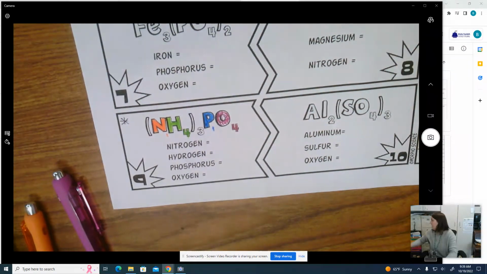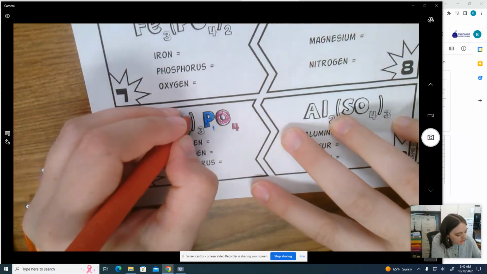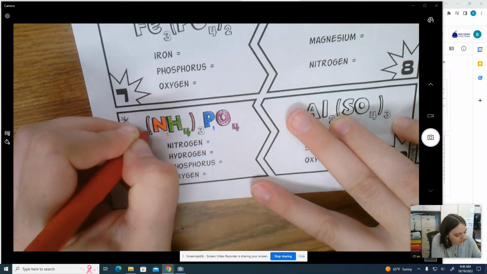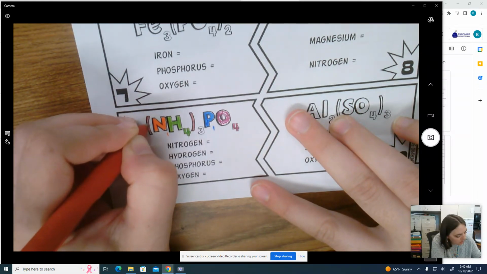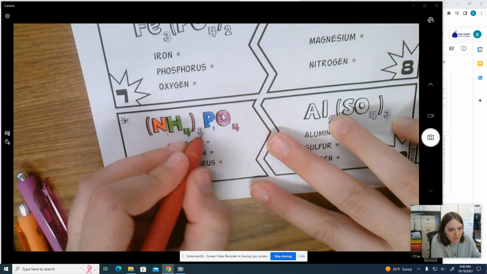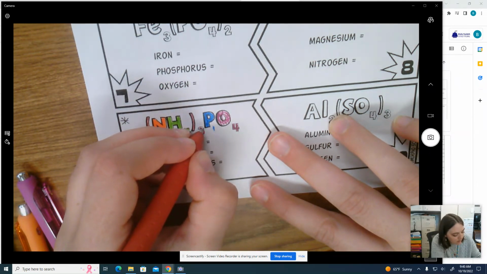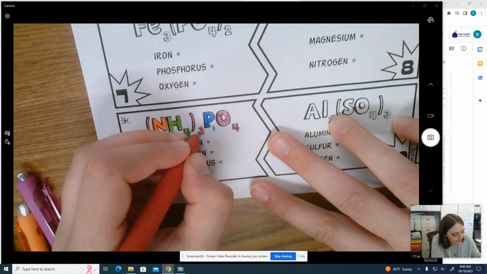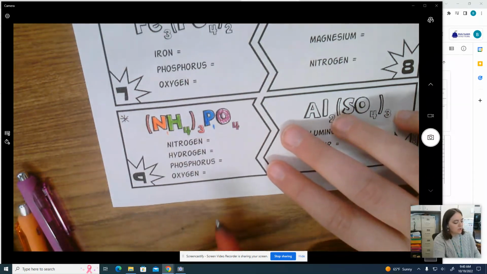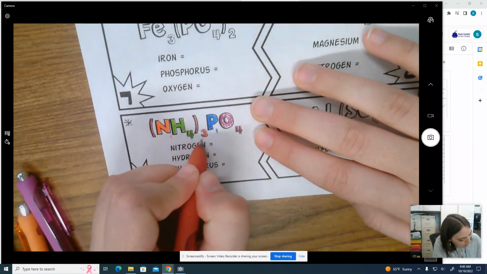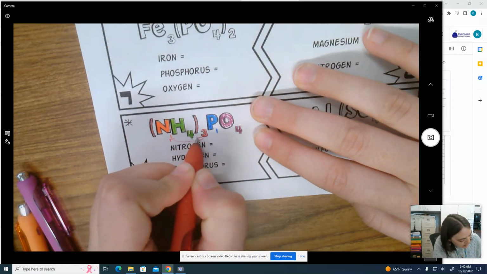But there's one last thing that we haven't colored yet, which is our parentheses. Our parentheses are right here. This is supposed to be red. Because that 3 is right after the parentheses, we're going to color that 3 red. Okay. So now what we have is, because there's a 3 after the parentheses, it's going to be multiplied by everything inside the parentheses.